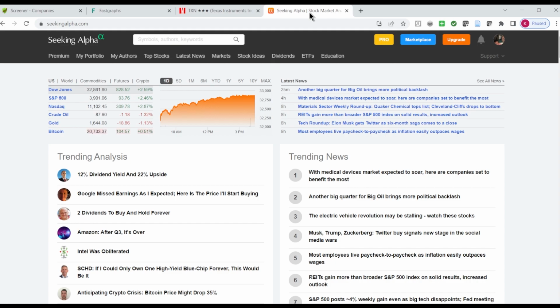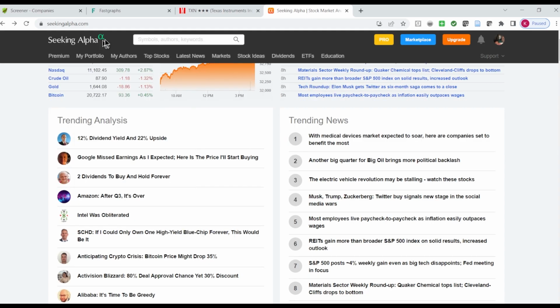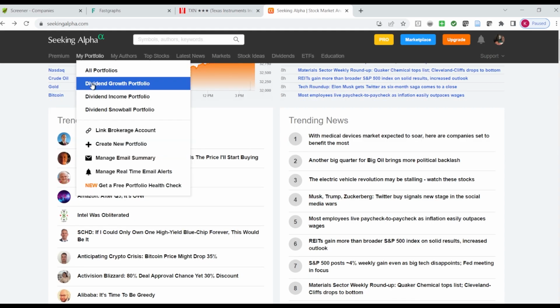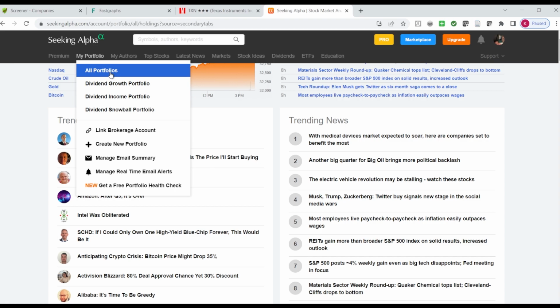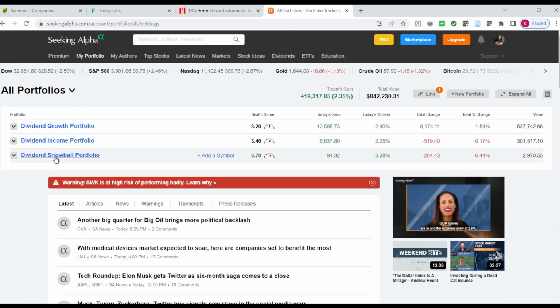Now let's move on to the fourth and final paid app that I use, and that is Seeking Alpha. I have my portfolios in Seeking Alpha. You can see that I have dividend growth, dividend income, dividend snowball. So it keeps track of the individual portfolios. The part that I wish they would fix in Seeking Alpha is all portfolios basically gives me all of the individual portfolios. Simply Safe Dividends will consolidate the 3 portfolios together into one big portfolio. Seeking Alpha will only show me the individual accounts.